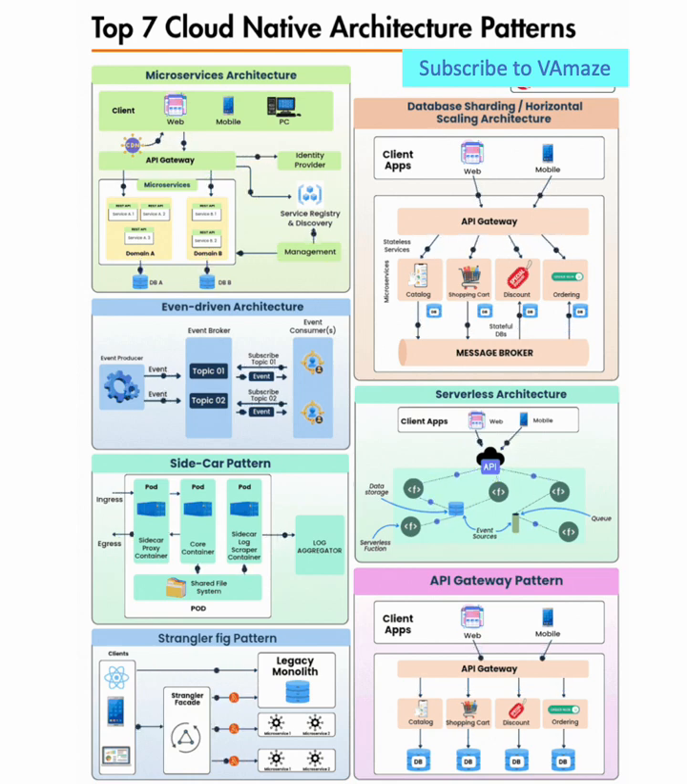These 7 patterns represent the distilled wisdom of organizations that have successfully navigated the transition from traditional monolithic architectures to cloud-native ecosystems. Each pattern solves specific challenges while contributing to a cohesive approach to modern software architecture.